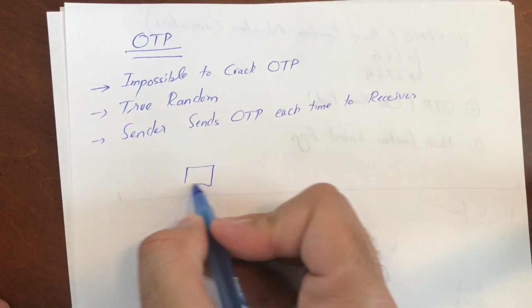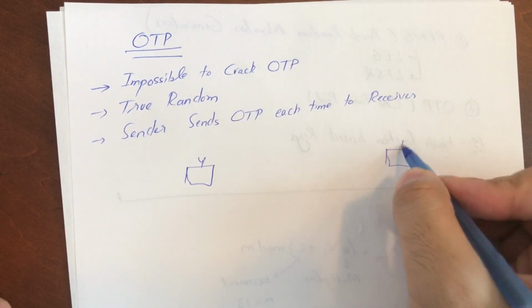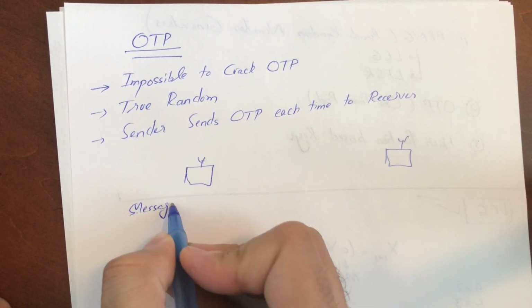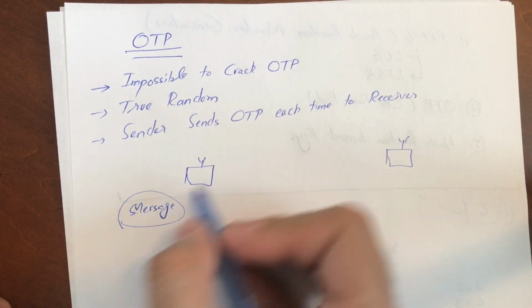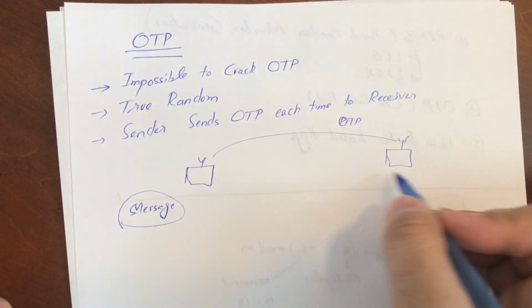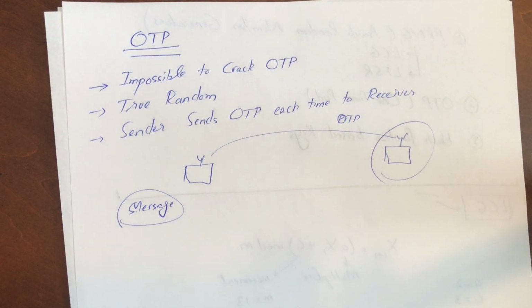So let's say this is the sender. The sender wants to send a message to the receiver. Before the sender sends the message, the sender has to send the private key, like the OTP, the one-time pad, to the receiver. And then the receiver will use the same algorithm, and then it will try to encrypt and decrypt the data.